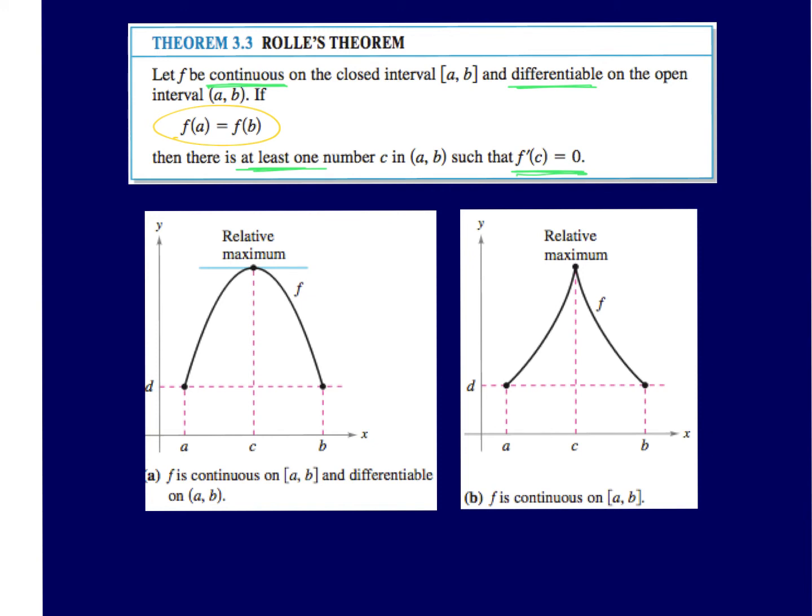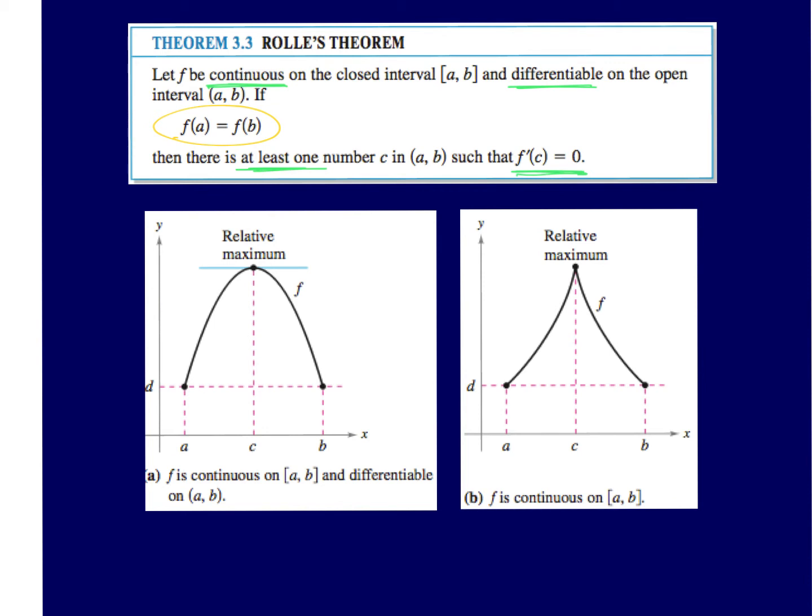What does f of a equals f of b mean? The y values are the same. So they're at the same height. The one we just did on the other page, they were both at 3. But listen, it's also an existence theorem. It basically says that f prime will have to be 0 at least one time. That's what Rolle's theorem is doing.